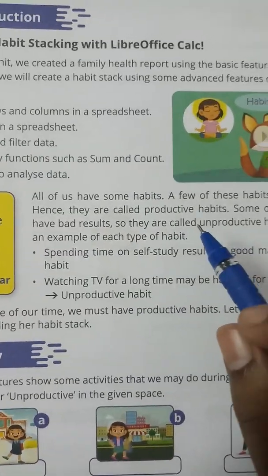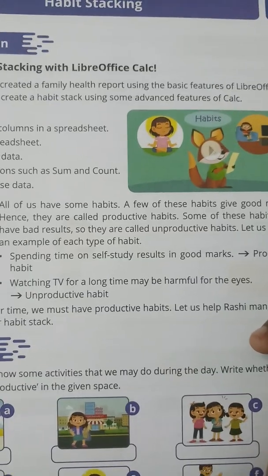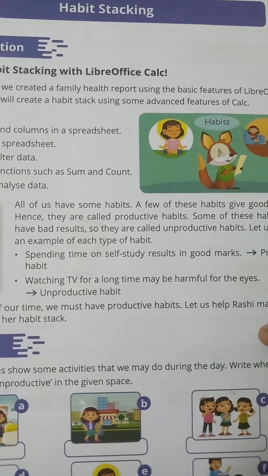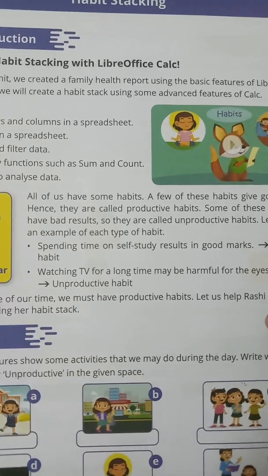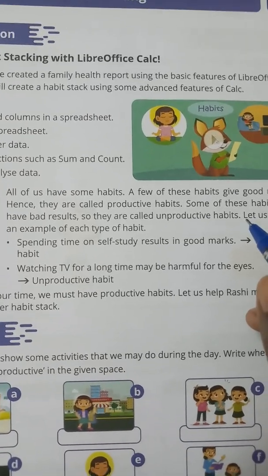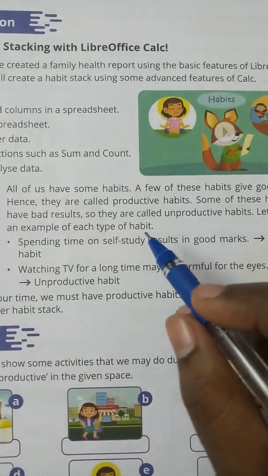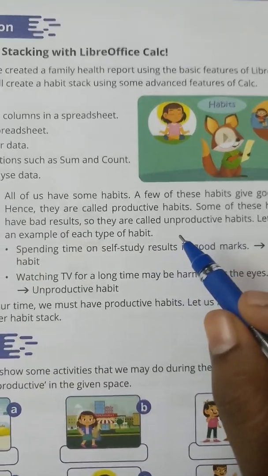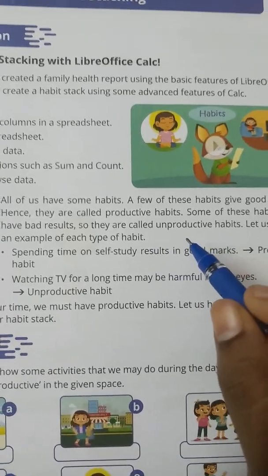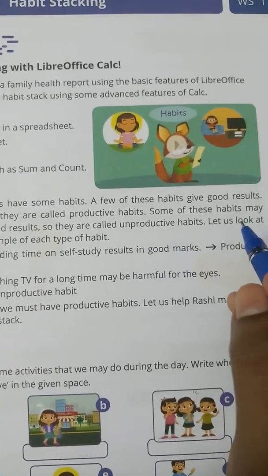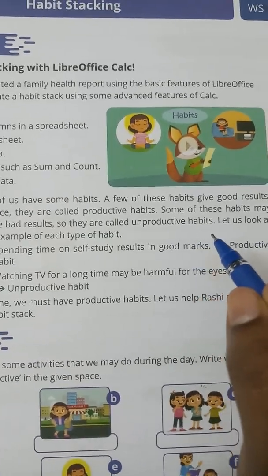All of us have some habits, and only a few of these habits give good results. Hence they are called productive habits. Some of these habits have bad results, so they are called unproductive habits. Good results are called productive habits. Bad results are called unproductive habits.